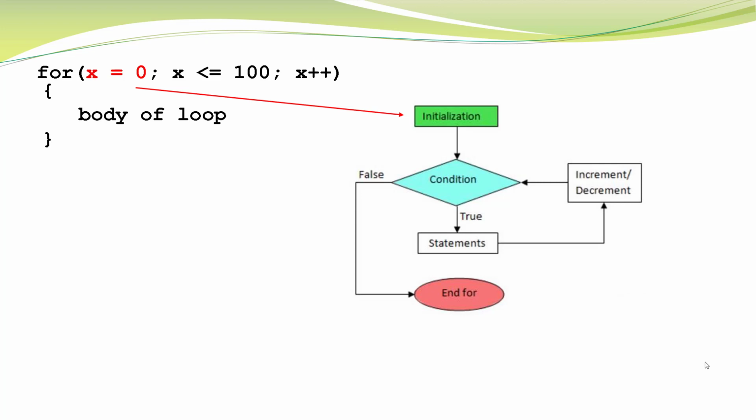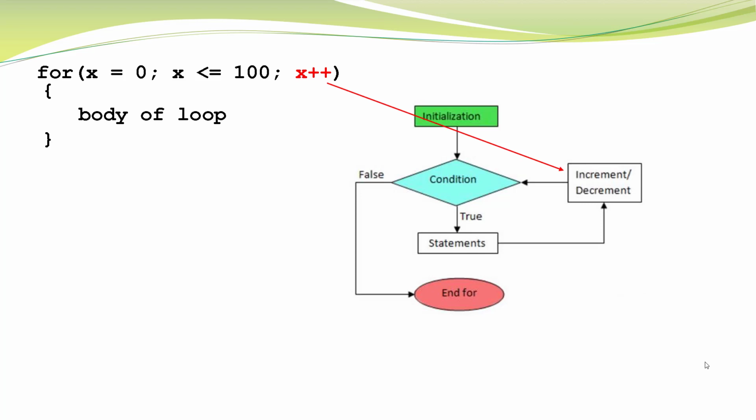The second part is where a condition gets tested, just like with a while loop. And just like with a while loop, this condition is tested at the top of the loop. That means before the body of the loop gets executed. So you could have a for loop that doesn't even run once if that condition is not met. If the condition is met, then the body of the loop gets executed. That's the third part.